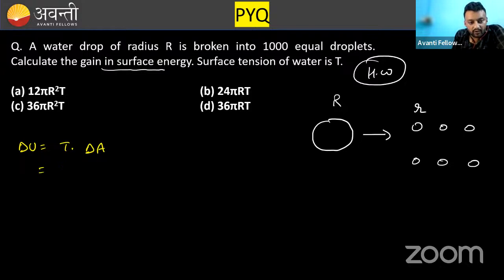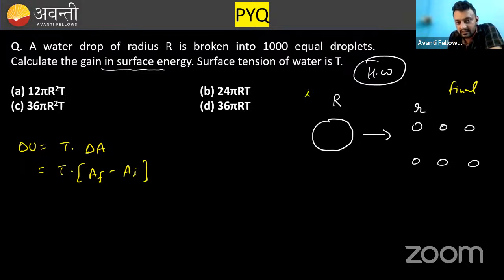Now change in area is what? Area final minus area initial. So we need to calculate the final area and initial area. Can you say this is the final situation and this is the initial situation? Is it clear? Now, in the final situation, the radius is small r. So for calculation of area, I need this radius small r.